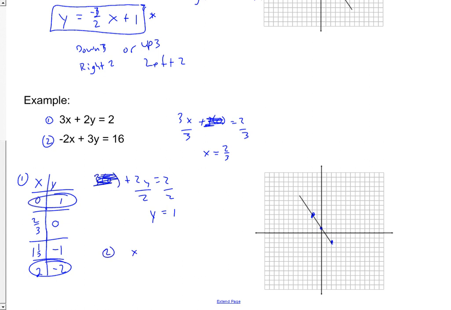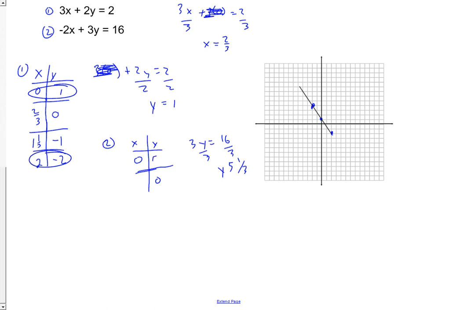So with the second equation, again, I'm going to go with x and y, and I'm going to do 0 for x and 0 for y again. And I know that when I plug in 0, it cancels out the term for x, which leaves me 3y equals 16. When I divide by 3, I'm going to get y equals 5 and 1/3. When I plug in 0 for y, that will cancel out the y, leaving me with -2x equals 16. Divide by -2, and I get x equals -8.